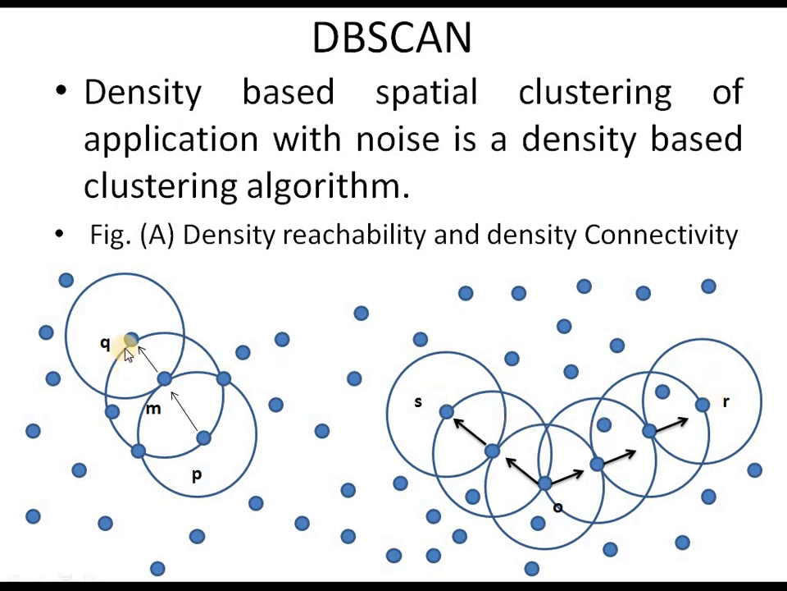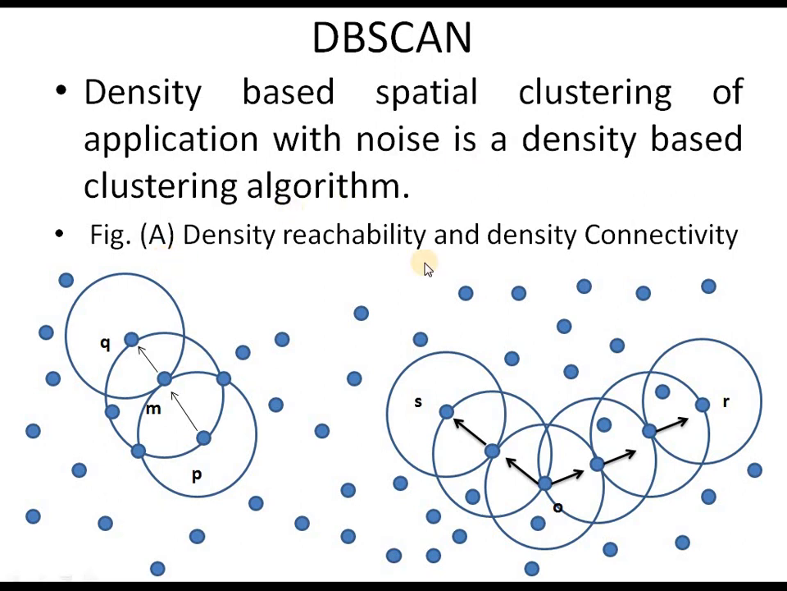Q is directly density reachable from M, and M is directly density reachable from P and vice versa. Q is indirectly density reachable from P because Q is directly density reachable from M and M is directly density reachable from P. However, P is not density reachable from Q because Q is not a core object.